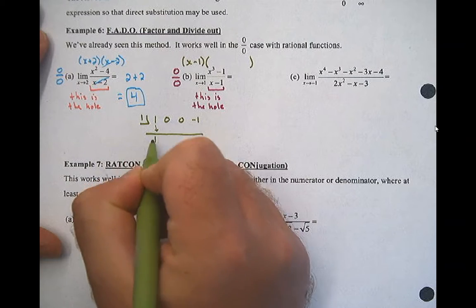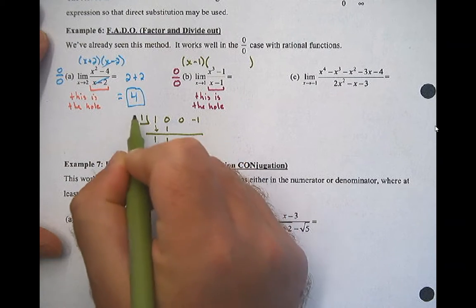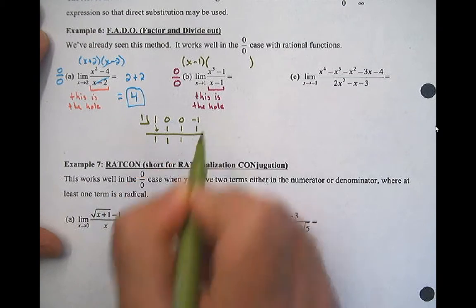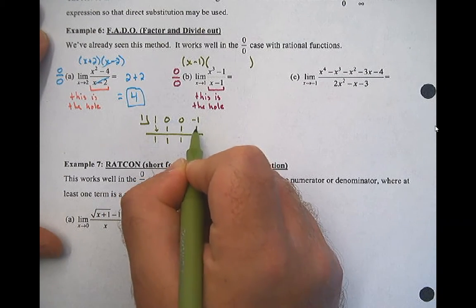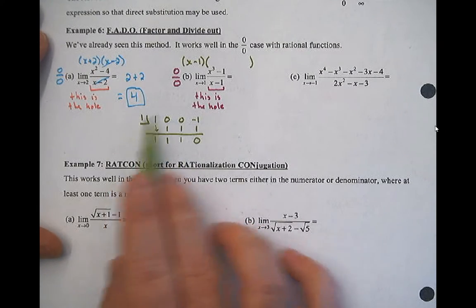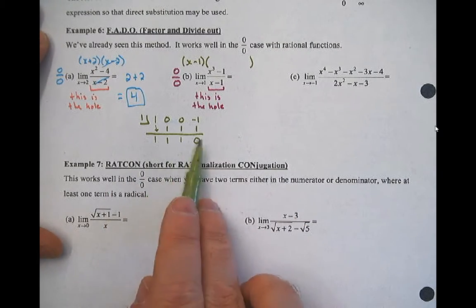The 1 drops. 1 times 1 is 1. 0 plus 1 is 1. 1 times 1 is 1. 0 plus 1 is 1. 1 times 1 is 1, and negative 1 plus 1 is 0. That's good, because that means that x minus 1 is truly a factor.